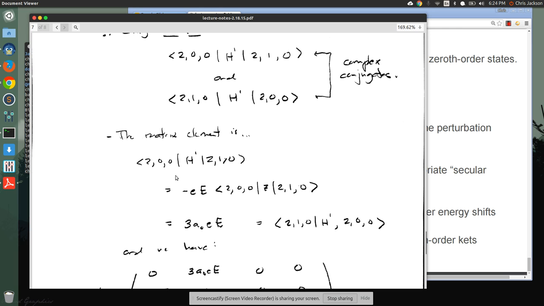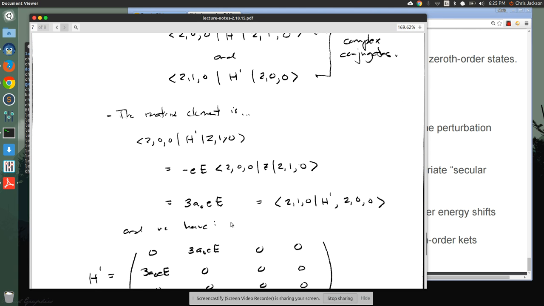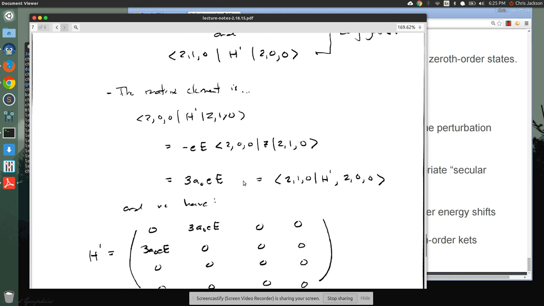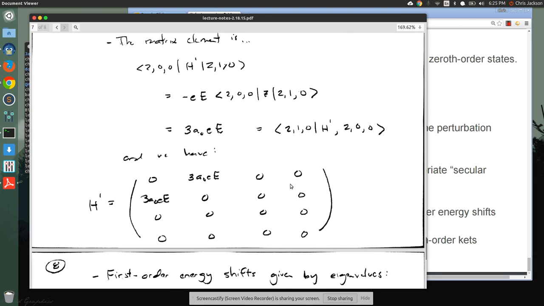So the matrix element looks like this, right? And I plug in my perturbation, the minus little e times big E can be pulled out. So it's a matrix element for Z, right? And we can calculate this guy, right? And so we ended up with something like this, right? And what is that? I'm just saying that it's equal to the complex conjugate, right? Because it's real, so it's the same for both.